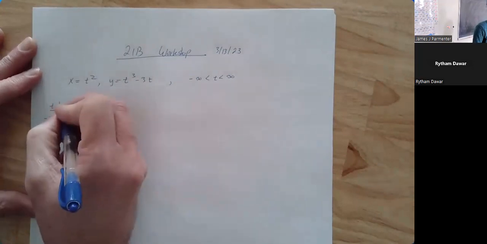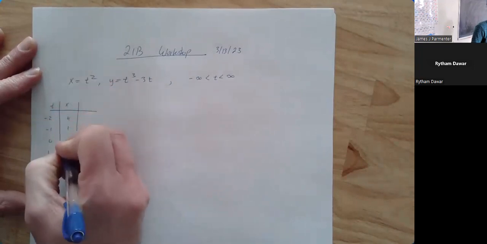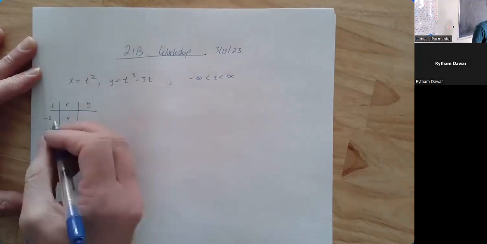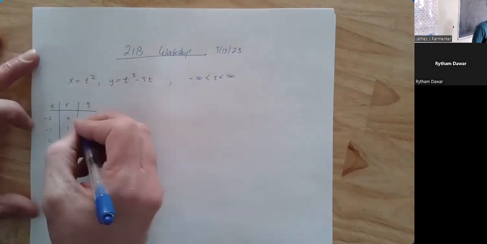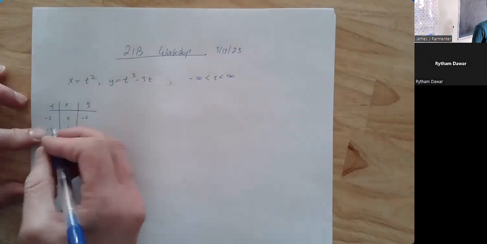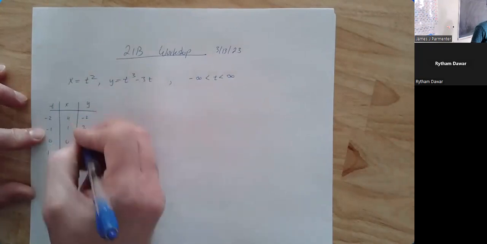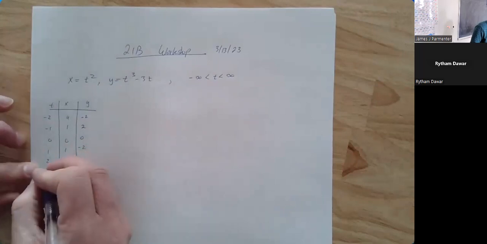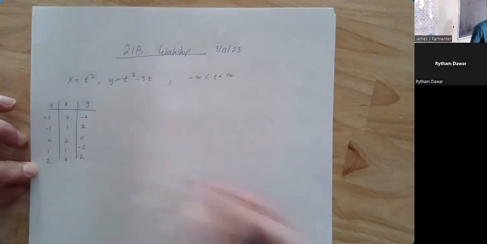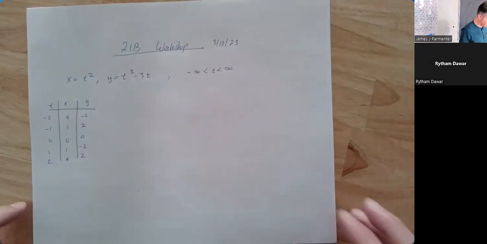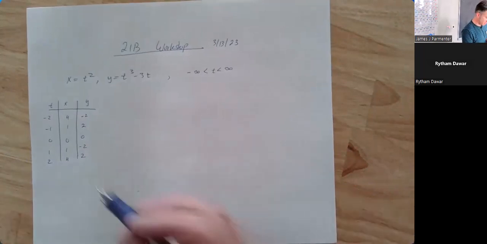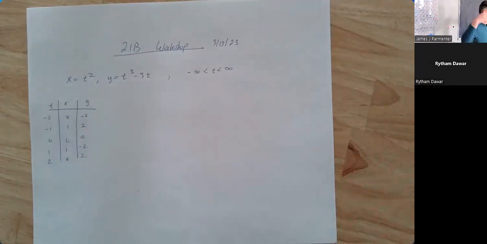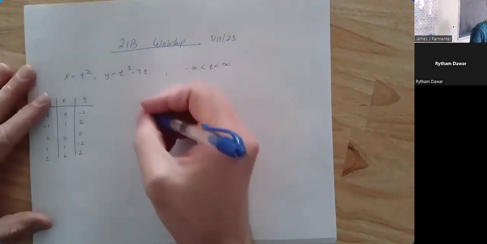The x values were 4, 1, 0, 1, 4, and the corresponding y values were -8 plus 6 is -2, and then -1 plus 3 is 2, and 0, and then 1 minus 3, and then 8 minus 6. So these are the points we're going to plot. It's worth doing these in order of increasing t values to think about what direction your particle would be moving if you were thinking of it that way.